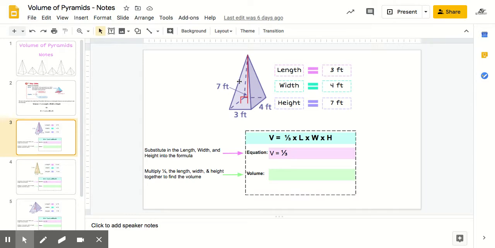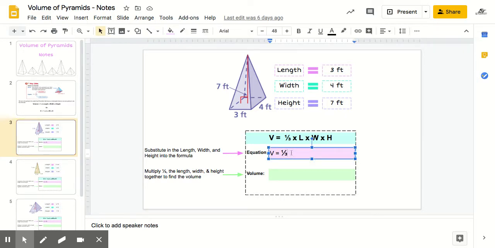All right, so if we look at this rectangular pyramid here, I identified the length, which was 3 feet, the width, which was 4 feet, and the height, which was 7 feet, which is denoted by this red line here. In order to find the volume of this pyramid, we simply need to multiply these 3 measurements together along with 1/3. So our first step is to plug this information into the equation, and then our second step is to multiply all those numbers together.